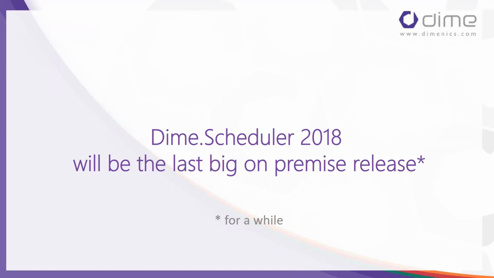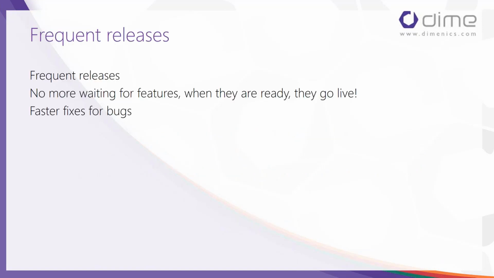We would like to release a new version of Dime.Scheduler every month now. This means that, of course, you will get more frequent updates. If there are any bugs that you've reported and we managed to fix, you will have them by the end of the month. And if we have a new feature, no matter how big or small, it will go live immediately. That's for the release cycle in the future.